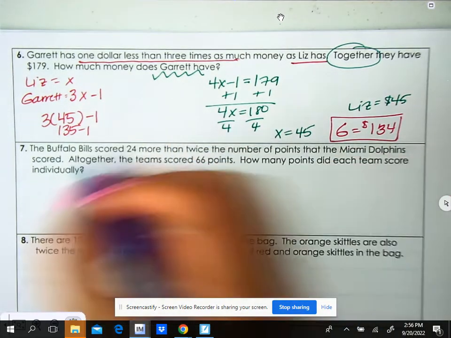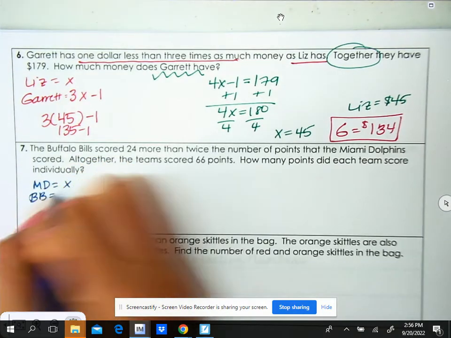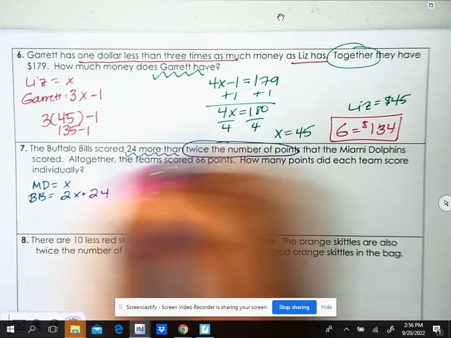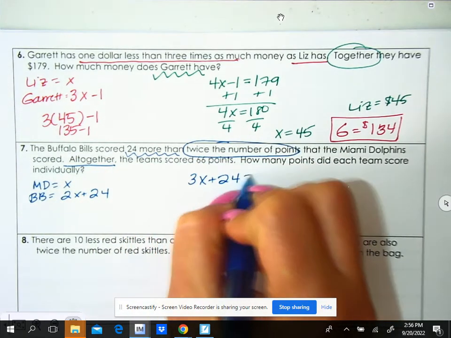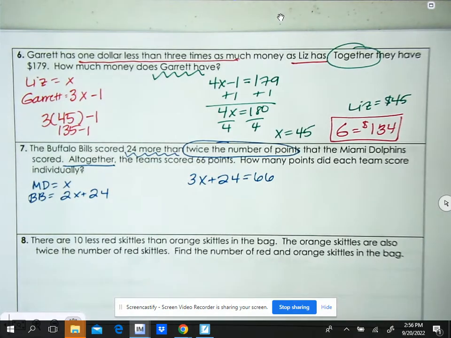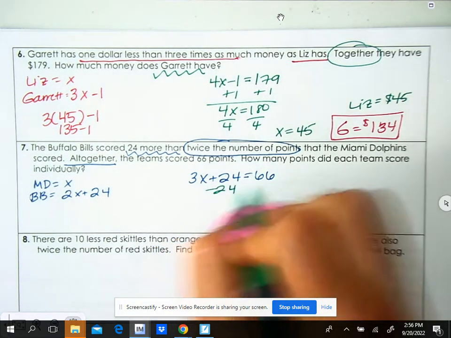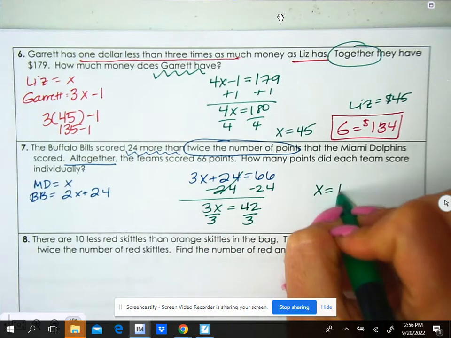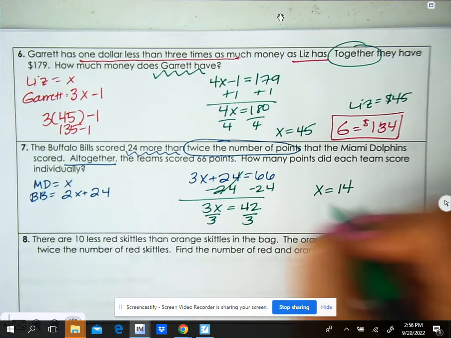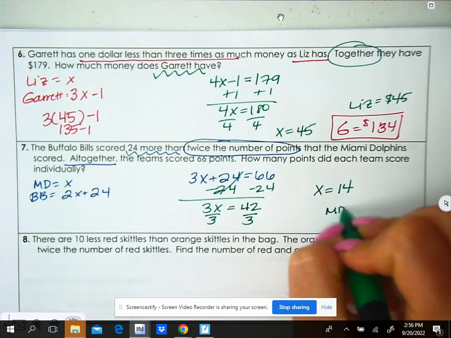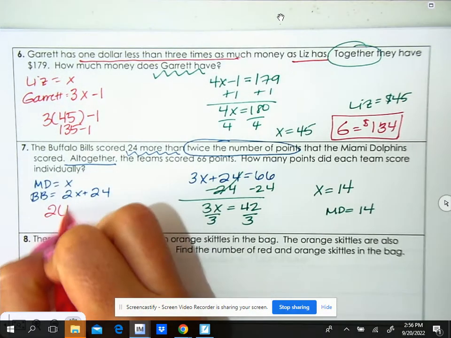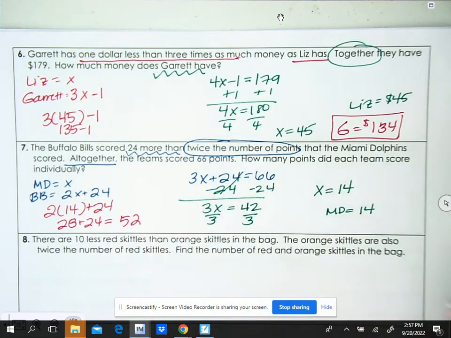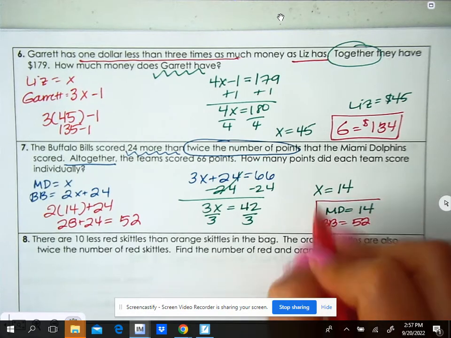All right. Buffalo Bills scored 24 more than twice the number of points that the Miami Dolphins scored. So our Miami Dolphins are X, and the Buffalo Bills are 24 more than twice the number that the Dolphins had. So 2x plus 24. All together means we add that together and set it equal to 66. Solve from here. So the Dolphins had 14 points. And then we're going to plug in 2 times 14, which is 28. And 28 plus 24 is going to give me 52 points for the Bills.